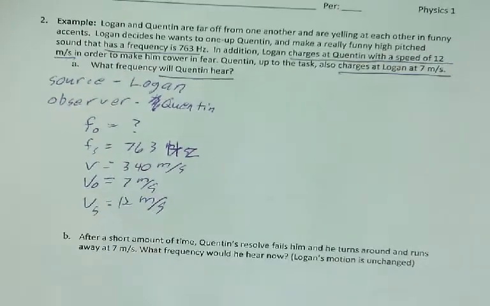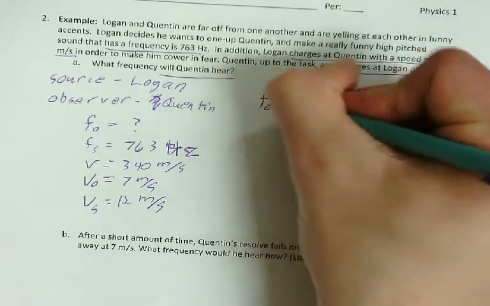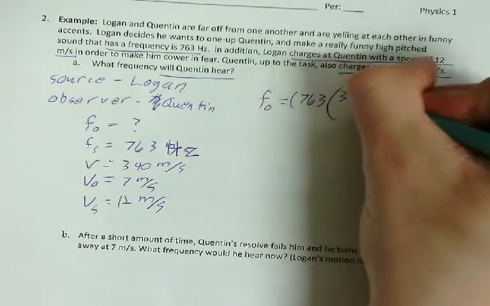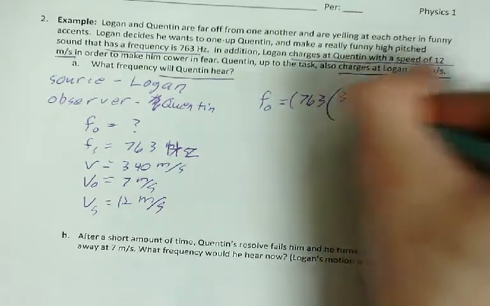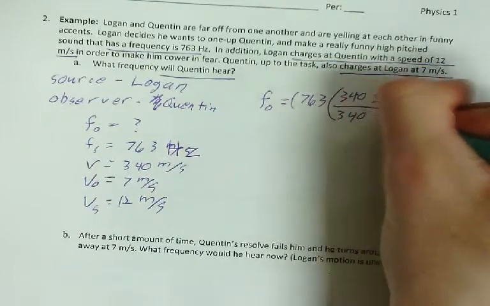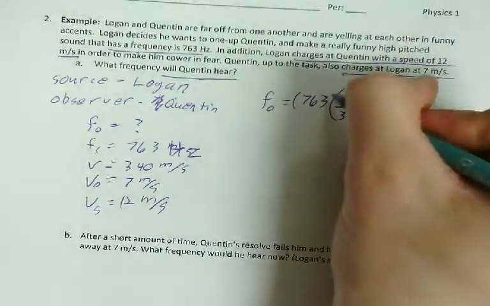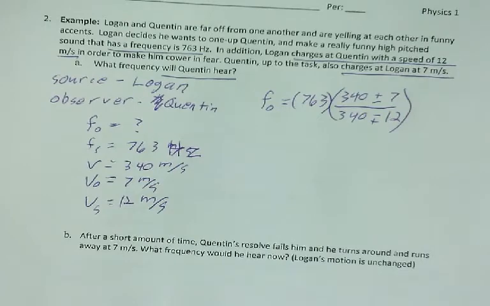All right, we got all the numbers. Now we're ready to plug them in. FO equals FS times V plus or minus VO divided by V minus or plus VS. So we've got everything ready to go except for the signs. That's the only thing we have left to do. We figured out who the source and the observer were. We figured out what the numbers were given in the equation. Now we're ready to figure out the signs.